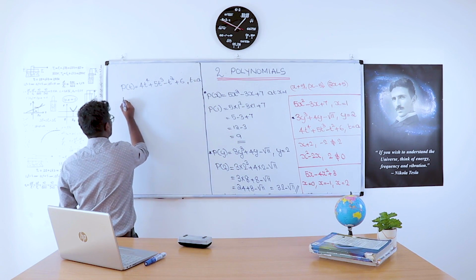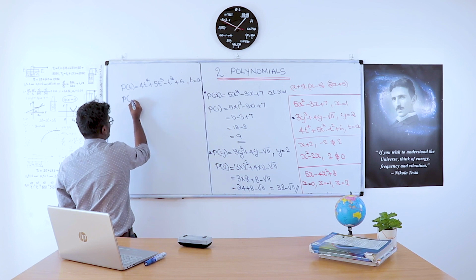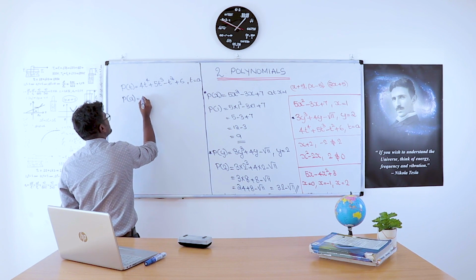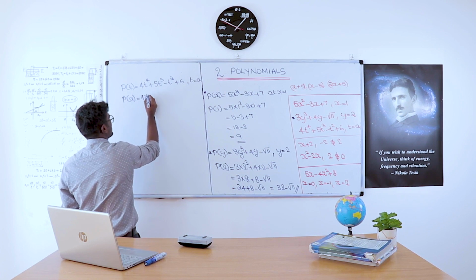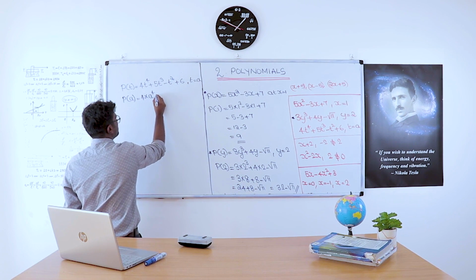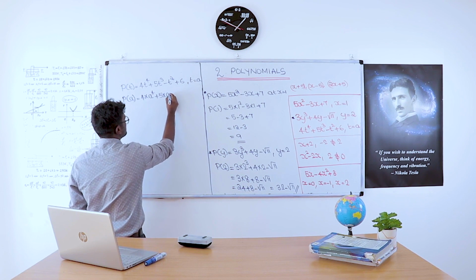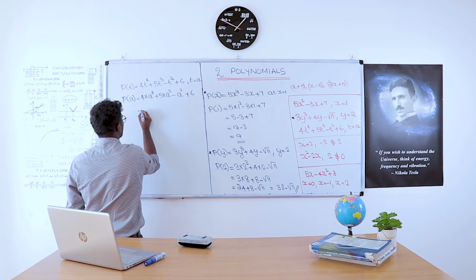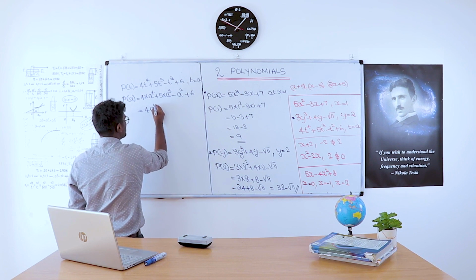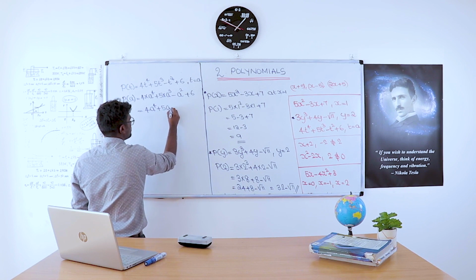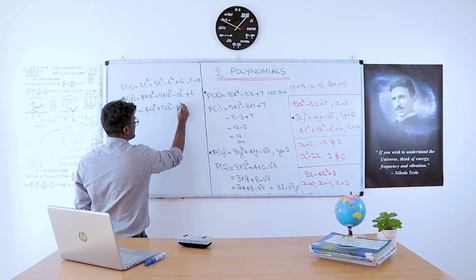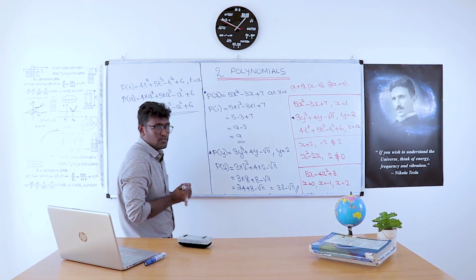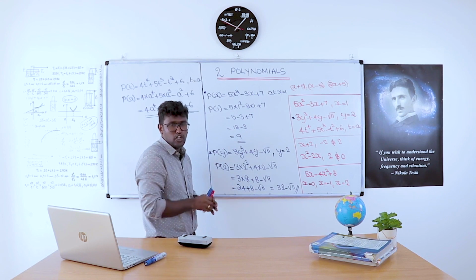So you want to find out not P of 1, not P of 2, not P of 3. You have to find out P of a. Replace t with a. So 4 into a raised to 4 plus 5 into a raised to 3 minus a square plus 6. That is 4a raised to 4 plus 5a cube minus a square plus 6. So this is the answer. So this is how we find the value of a polynomial.